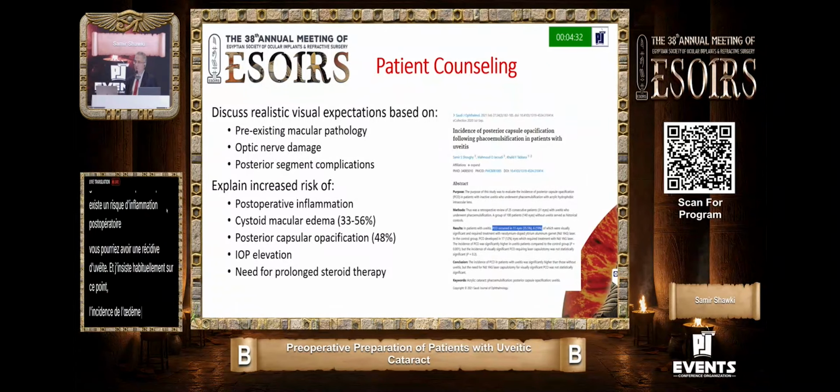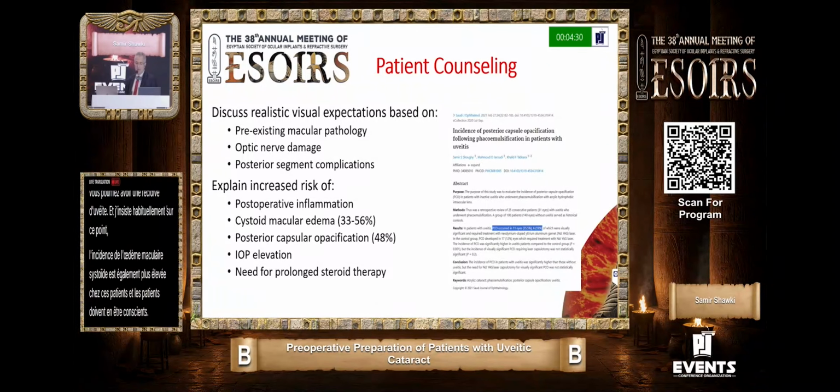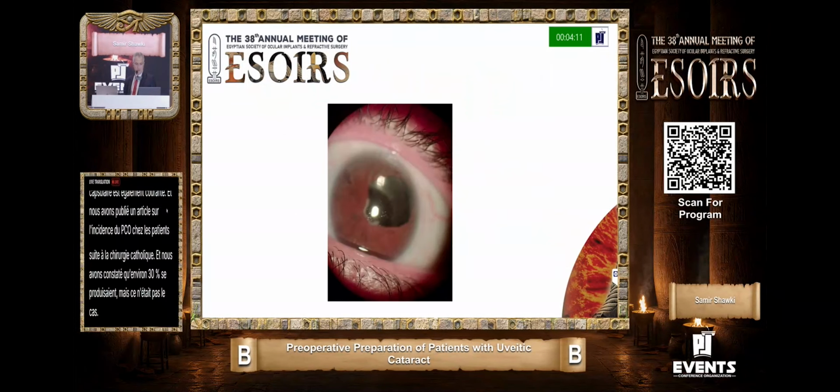And posterior capsular opacification is also common, and we have published a paper about the incidence of PCO in patients following uveitic cataract surgery, and we found about 30% occurring, but they were not visually significant. This is important because most of the patients develop PCO, but it's not interfering with the vision, so there is no problem. So these are cases I have seen in the last couple of weeks.